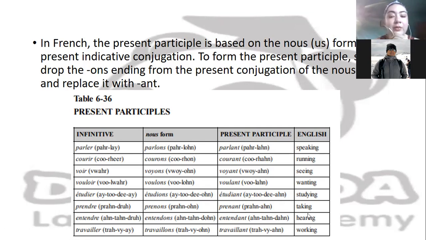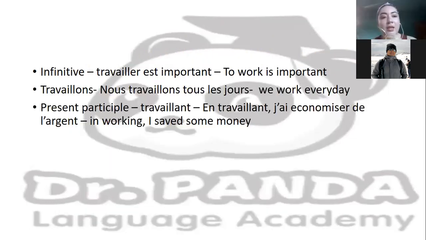Very good. And then last verb, we have working. Working in the infinitive form is travailler. The nous form is travaillons, and its present participle is travaillant. Very good. So in the infinitive form, here are some examples.